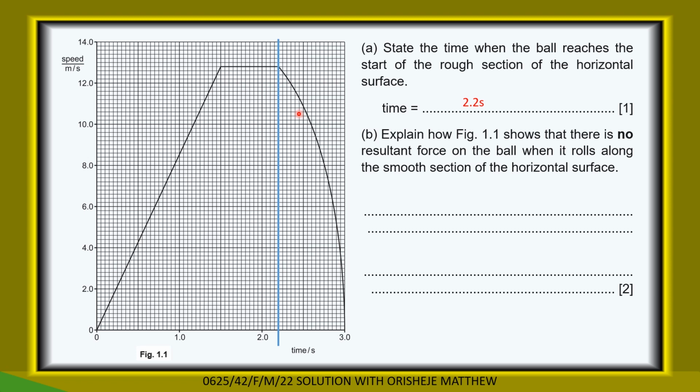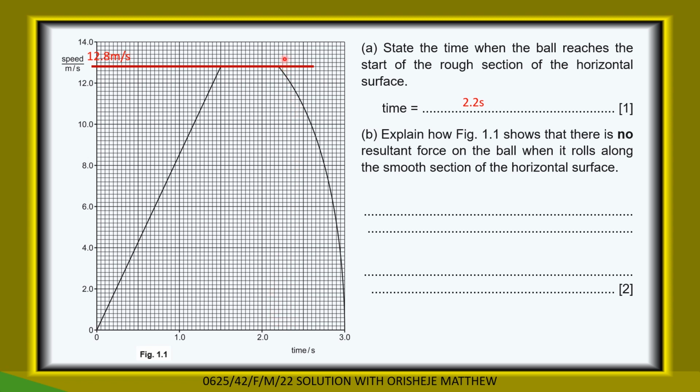Explain how the figure shows that there is no horizontal force on the ball when it rolls along the smooth section. That is here, while it's rolling along the smooth section. So how do you know that there is no force? First of all, while it is rolling along that smooth section, you can see that the speed remains constant. So the speed is not varying with time, and once speed is not varying with time, that means the acceleration is 0.